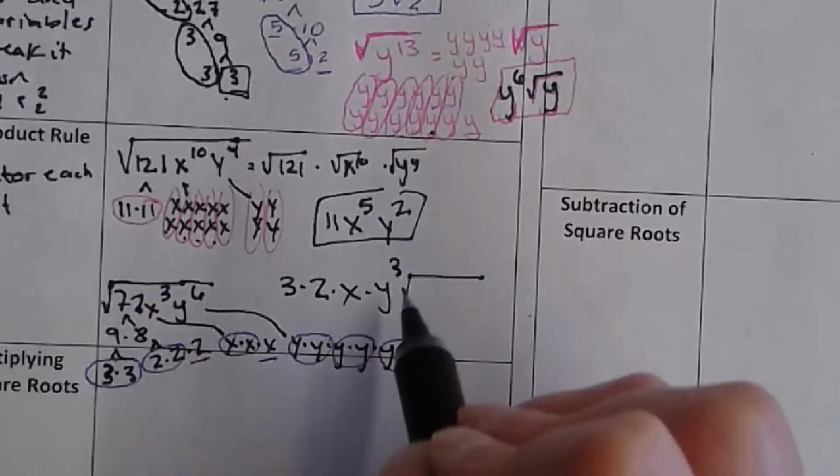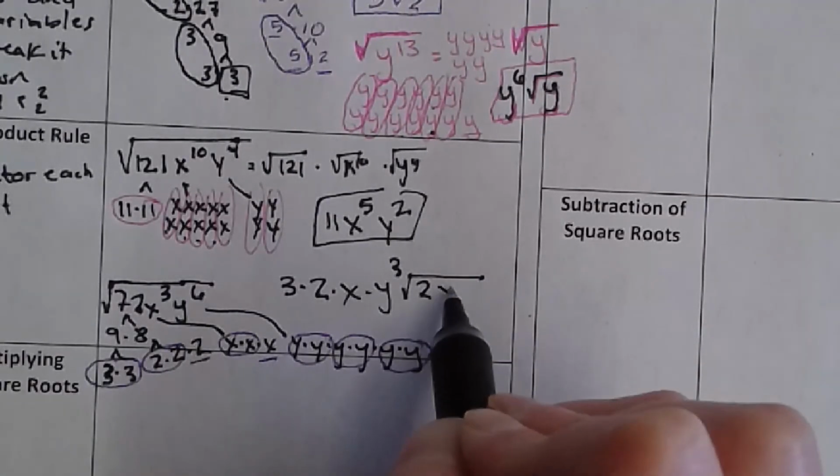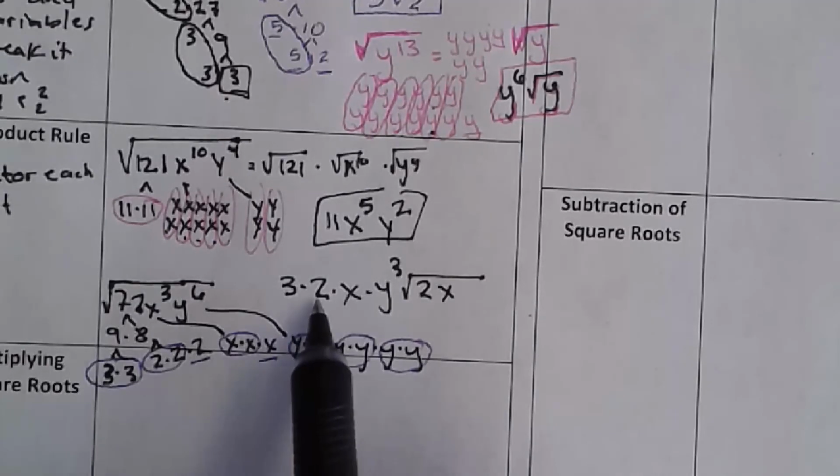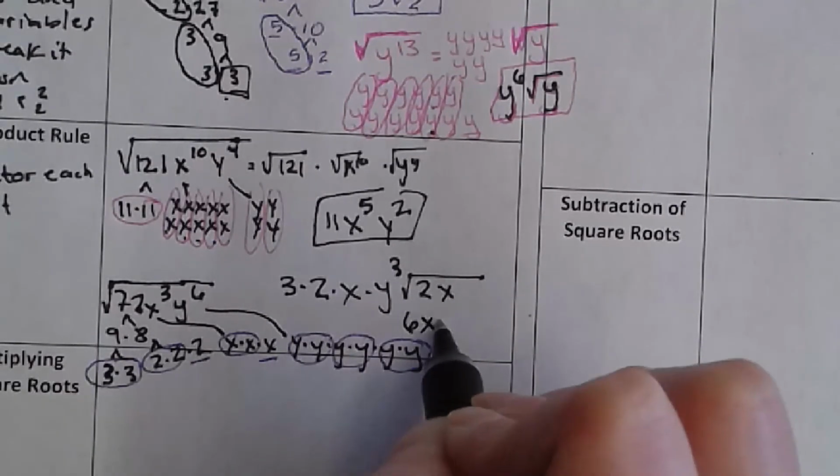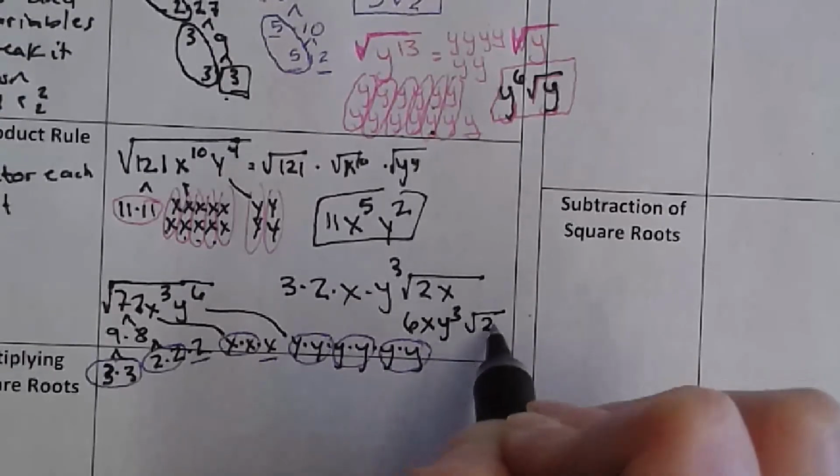What's left? Well, a 2 and an x. So 3 times 2 is 6. So I have 6 times x times y cubed square root of 2x.